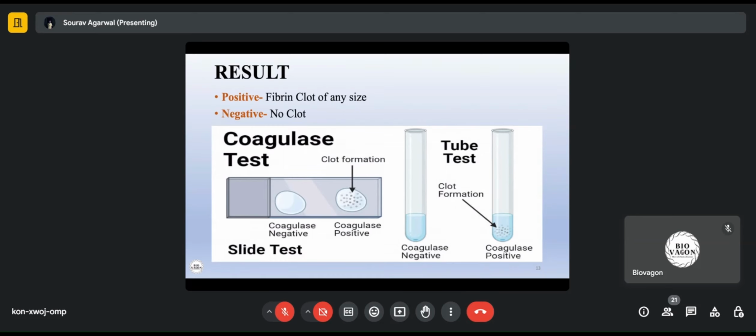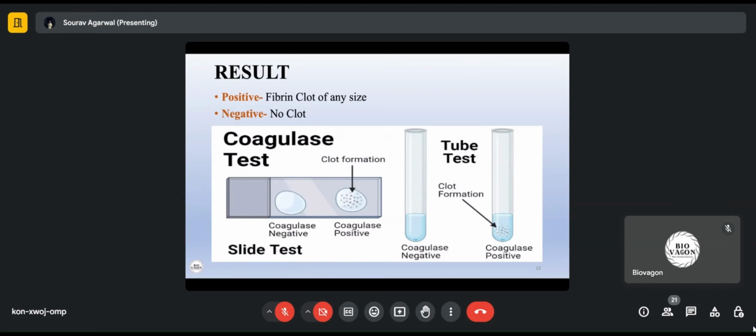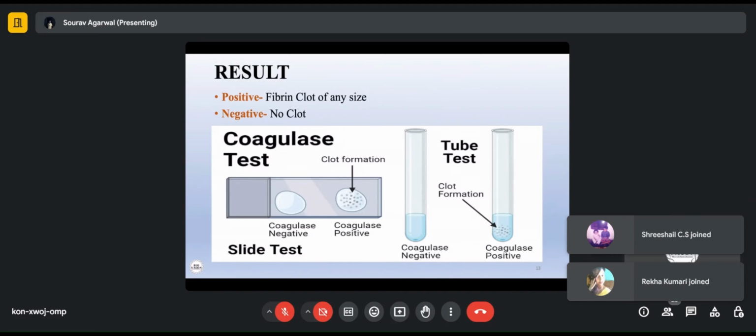Okay, thank you. So in the tube or slide where we do not add the plasma, the bacteria may even give a positive result just from its normal metabolism, right? Yes, without addition of plasma also, some organisms show agglutination. Okay, understood. Thank you.